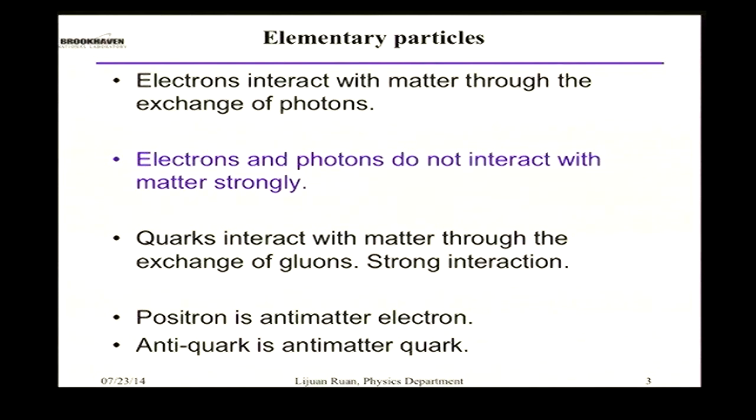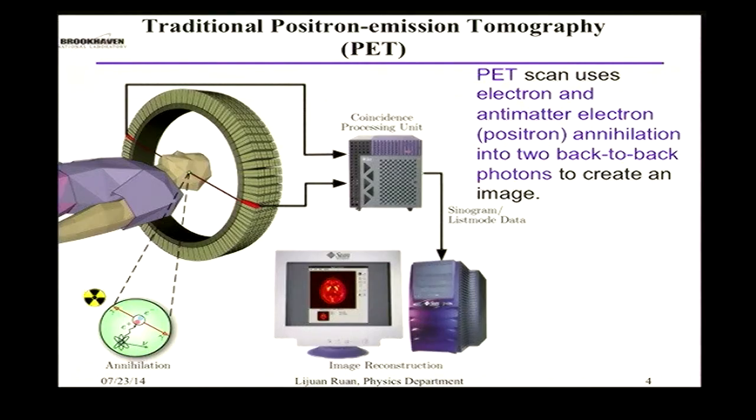Later on, when I say positron, it is nothing but the antimatter electron, so the properties of positrons are basically the same as electrons, except, for example, the electric charge is different. Later on, when I talk about antiquark, it's the antimatter quark. So now, go to my real lecture.